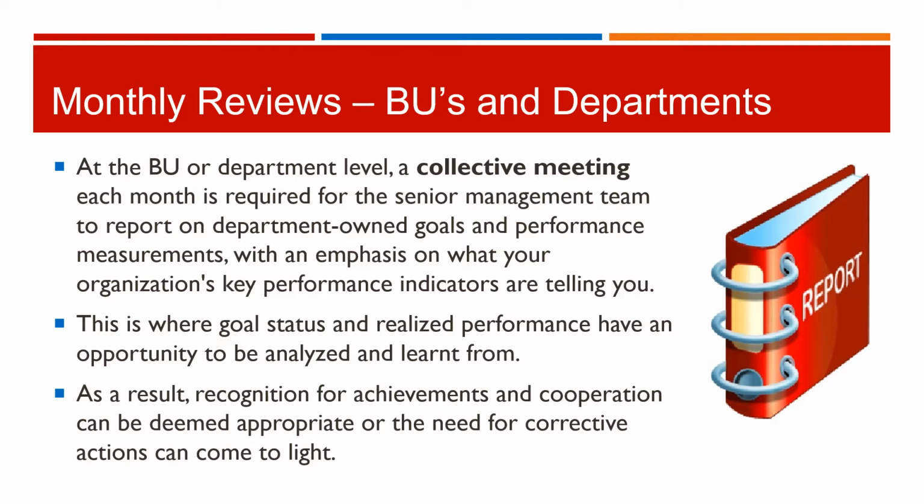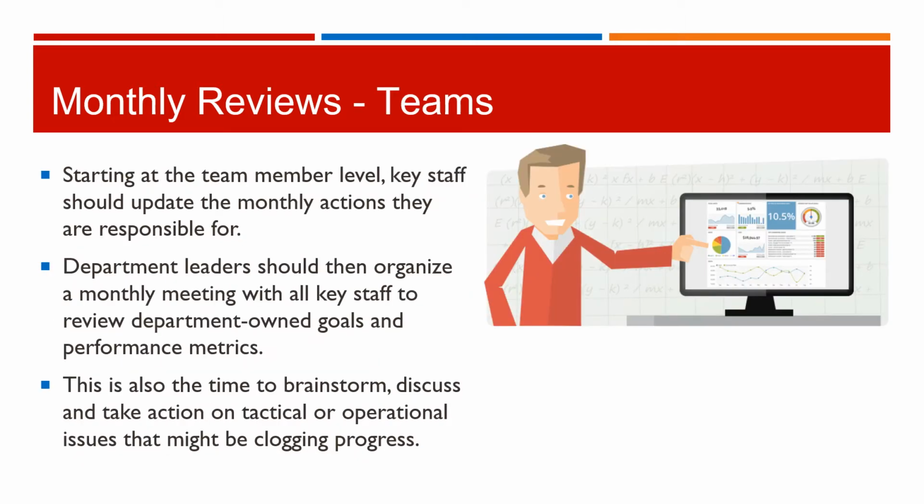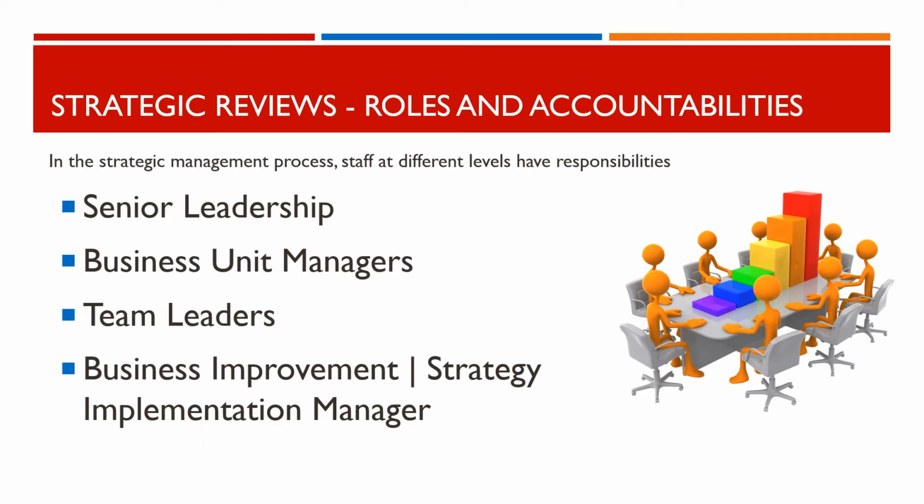Starting at the team member level, key staff should update the team on the monthly actions they are responsible for. Department leaders should then organize a monthly meeting with all key staff to review department-owned goals and performance metrics. This is also the time to brainstorm, discuss and take action on tactical or operational issues that might be clogging progress. In the strategic management process, staff at different levels have responsibilities.